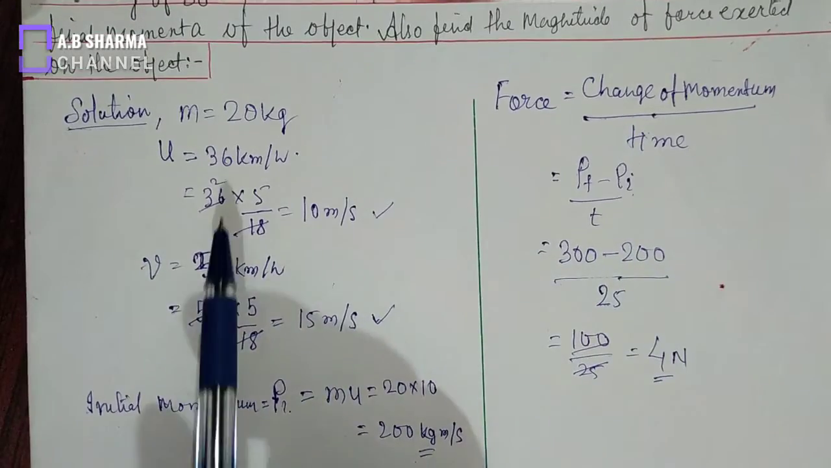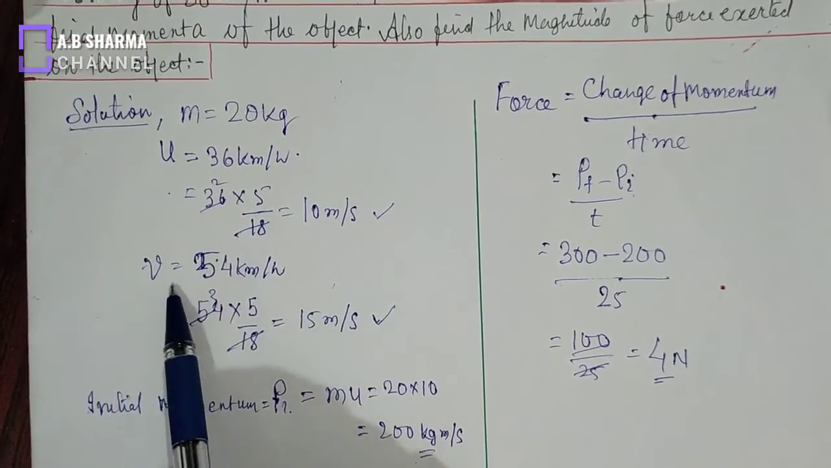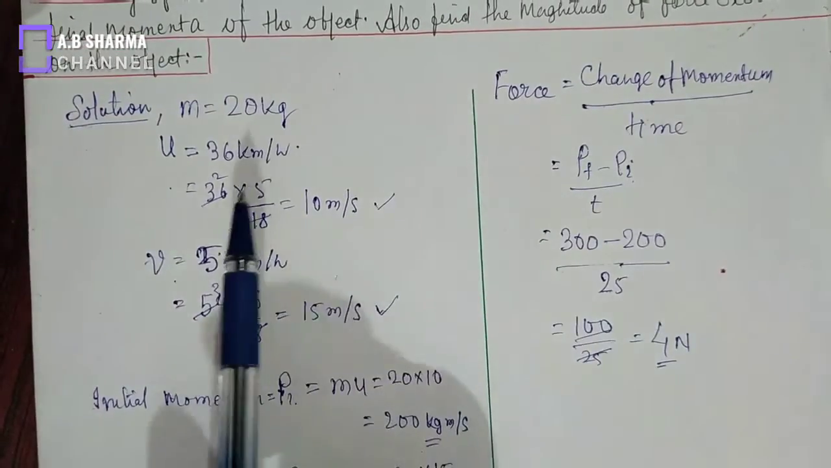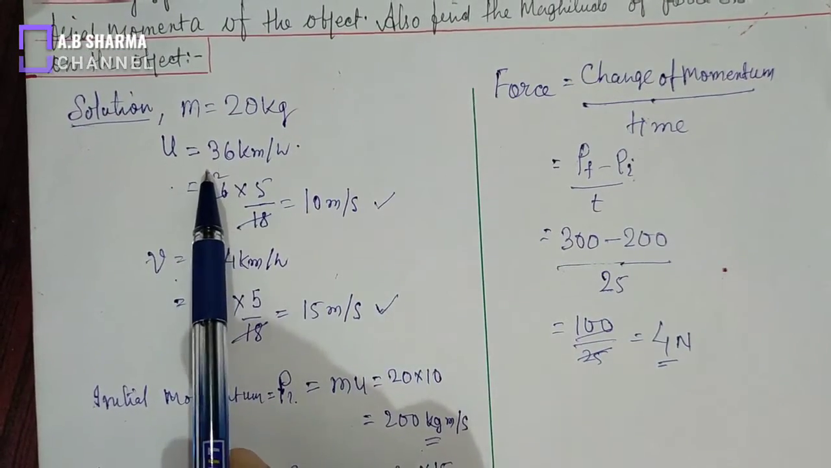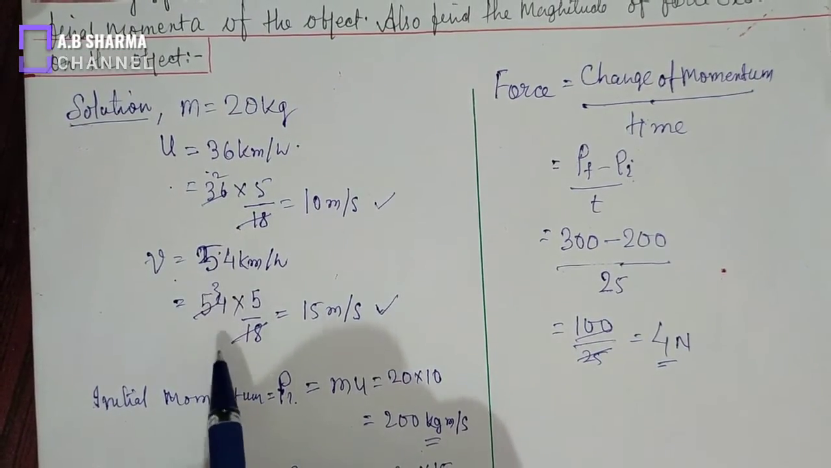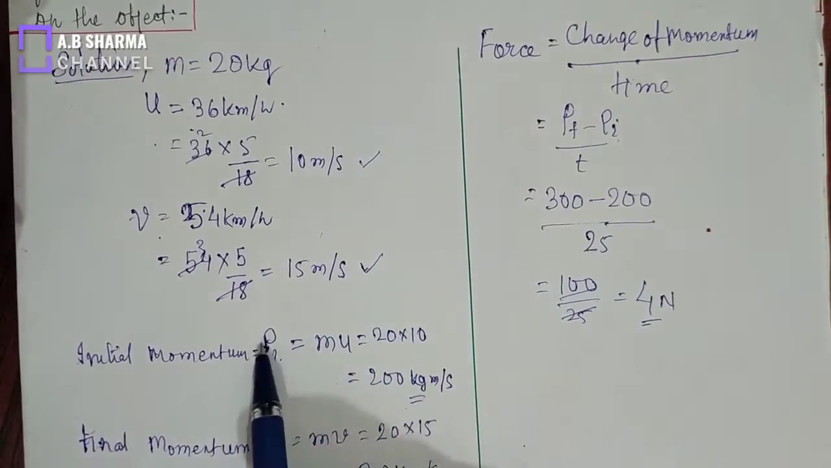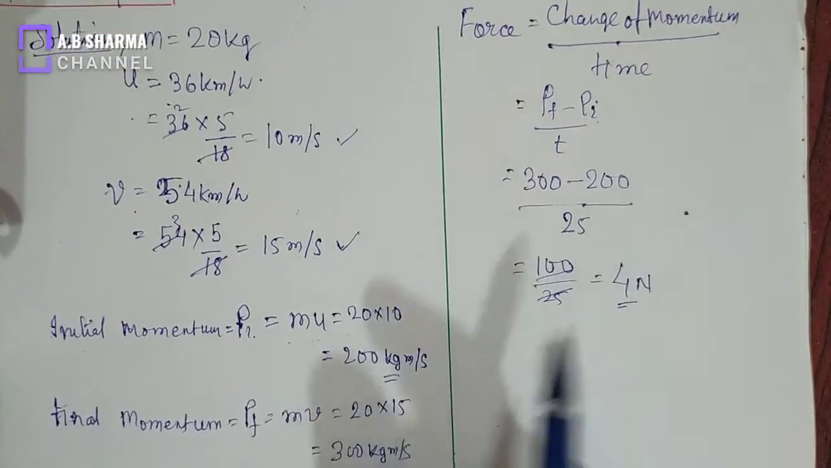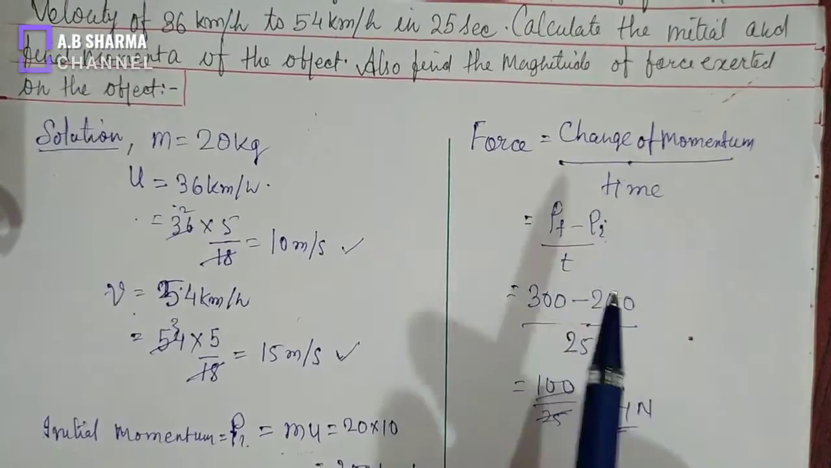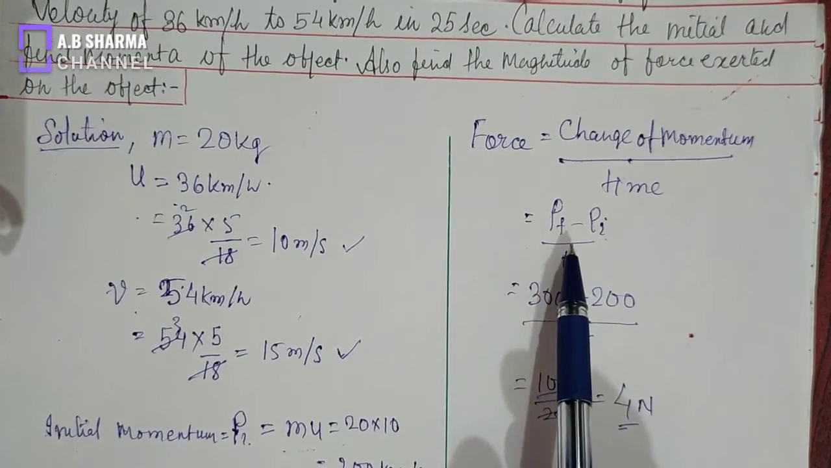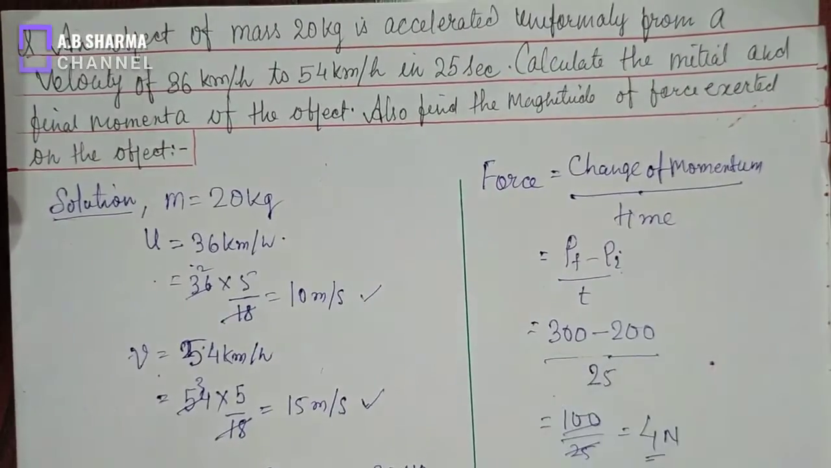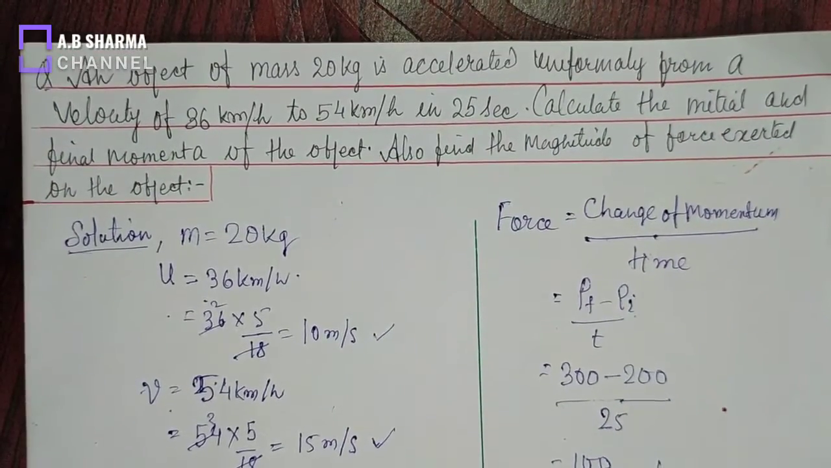Mass is given, initial velocity is given, final velocity is given, and the velocity changes from 36 km/h to 54 km/h, taking 25 seconds. We can calculate the initial momentum using the formula mu, the final momentum mv, then the rate of change of momentum, which is final momentum minus initial momentum, and then the force exerted. This is how we have calculated the given question.